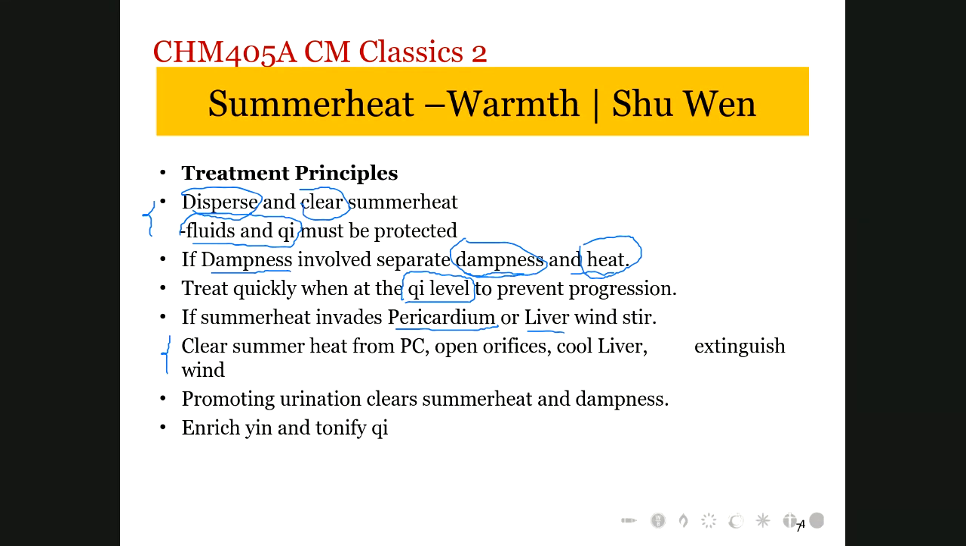Promoting urination and clearing the summer heat is very essential if there is damp involved. Do you remember when we talked about spring warmth treatment, in the early stage we cannot use any diuretic herbs because it very easily does what? Injures the yin. But for summer heat warmth, especially if they have damp involved, diuretic therapy is very important to help eliminate the damp through urination. So you can see this difference.